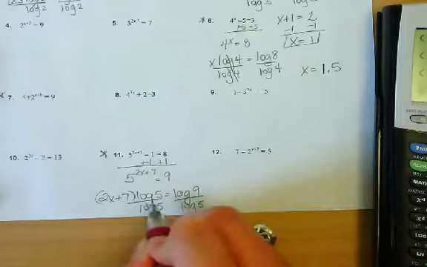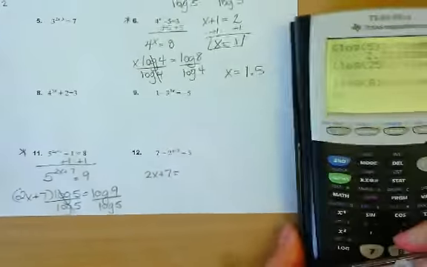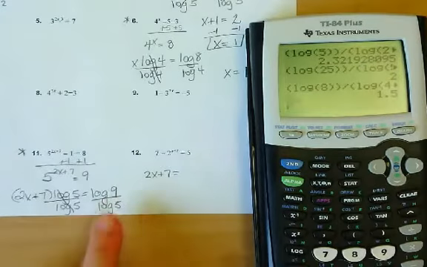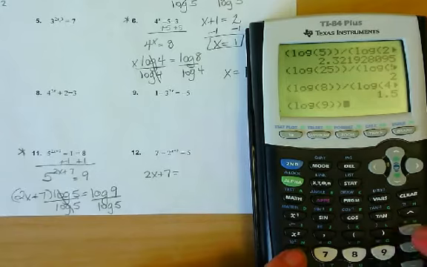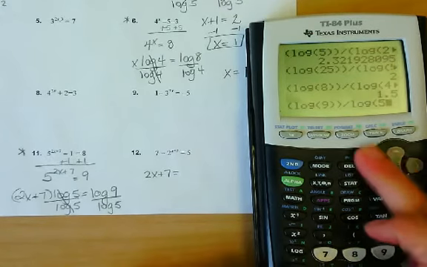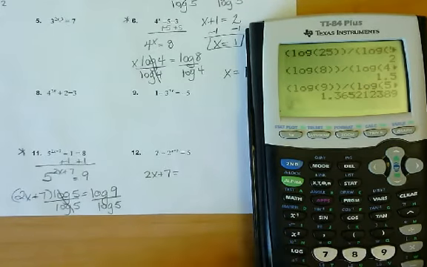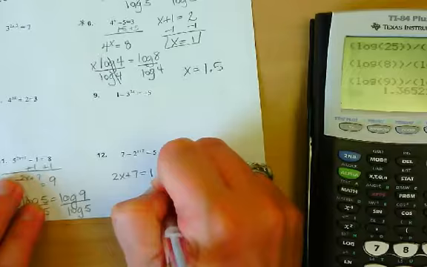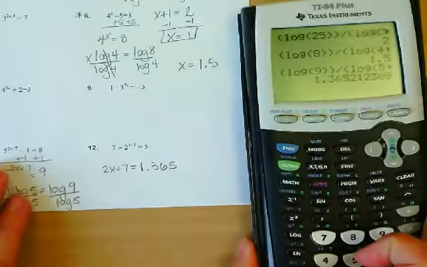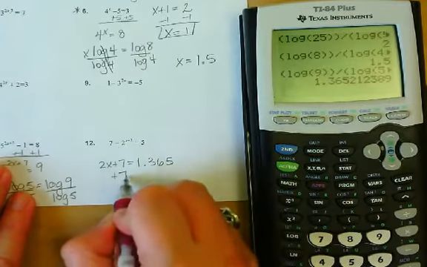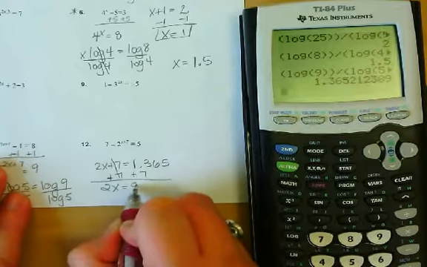When I do that, I have 2x plus 7 is now equal to, and I'm going to compute a value for log of 9 divided by log of 5. So notice I need to make sure that I have parentheses on the top and the bottom. Gives me a solution of 1.365. So now I'm going to add 7 to that value. So 2x is equal to 8.365.